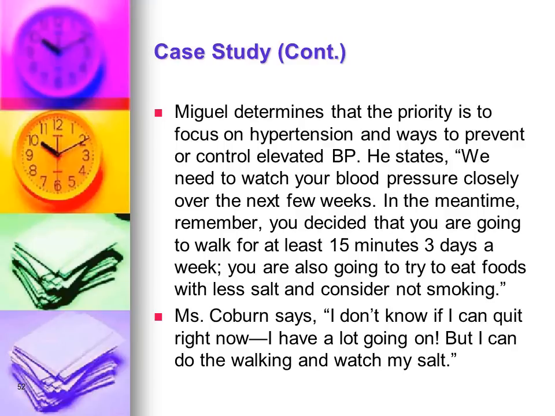You are also going to try to eat foods with less salt and consider not smoking. Miss Colburn says, I don't know if I can quit right now. I have a lot going on, but I can do the walking and watch my salt. What outcome would you suggest for the interventions Miss Colburn and Miguel have agreed upon? It's very important to use teaching strategies to inform Miss Colburn not only of the lifestyle changes she must accommodate, but the reasons why each change is very valuable.